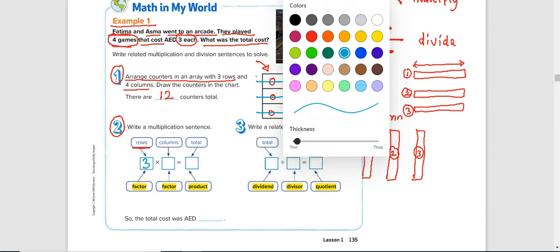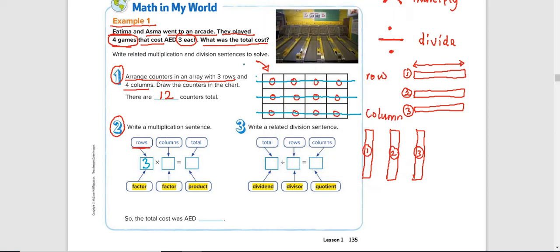Okay, next let's look at column. I'm gonna use green now. So remember, column runs from up to down. Okay, front to back. So if we do that on this, shown by the green, this is 1, we have 2, we have 3, and 4. So there are 4 columns. So you can see that the arrangement of all the counters made 12. So, 3 times 4 is 12.